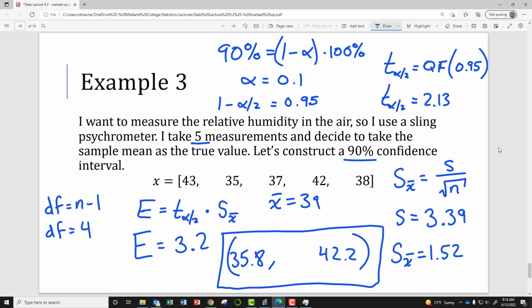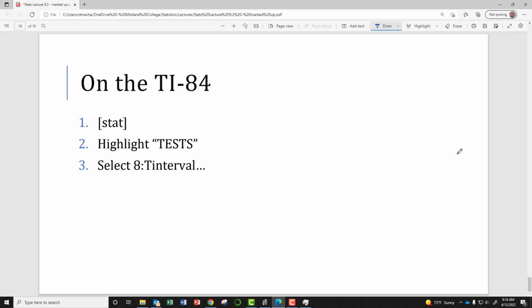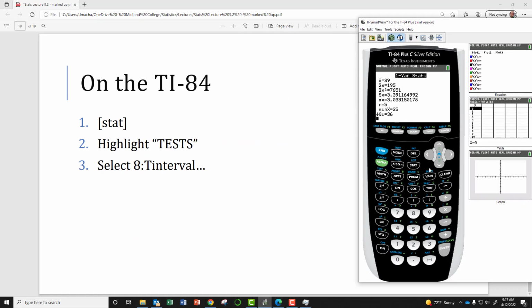Now, the last thing I'll mention is that there is a little bit of a shortcut on your calculator, and we'll try that out with our last example. But you could, if you want to, try out going to stat, arrow key to the right till we find tests, and then number 8 says t interval. The reason we're using t interval is because this is a confidence interval, and we have to use the t distribution for reasons we talked about earlier.